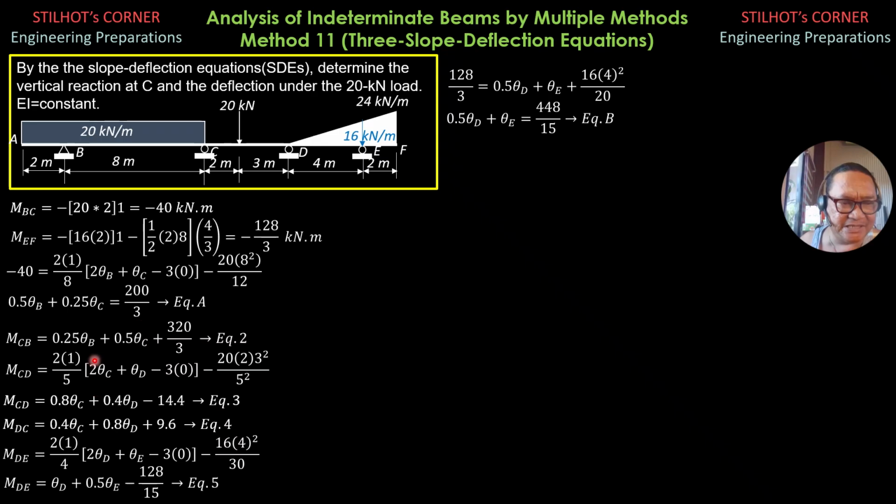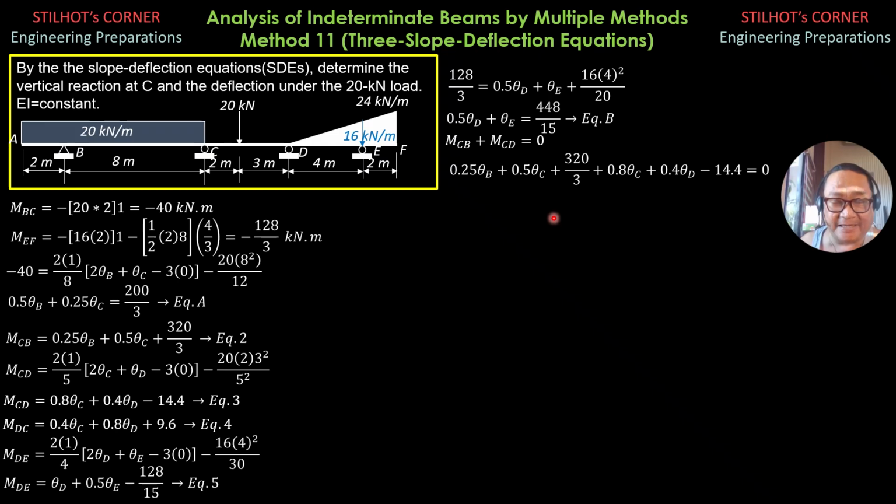That is MCB plus MCD equals 0. So we add equations 2 and 3, then equate to 0. So MCB plus MCD equals 0. So 0.25 of theta B plus 0.5 theta C plus 320 over 3 plus 0.8 theta C plus 0.4 theta D minus 14.4 equals 0.